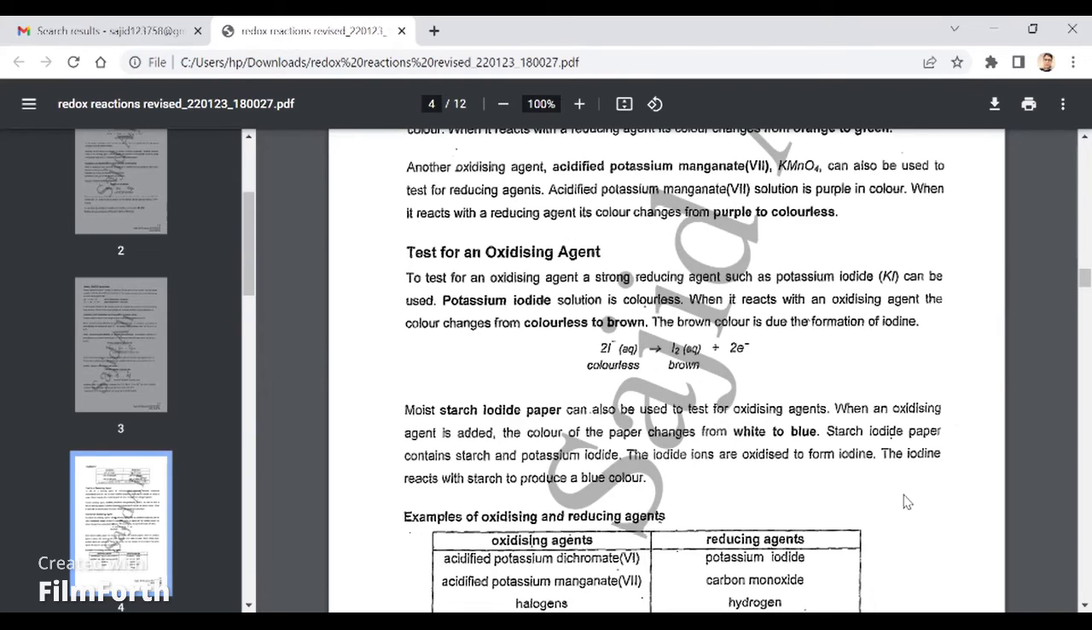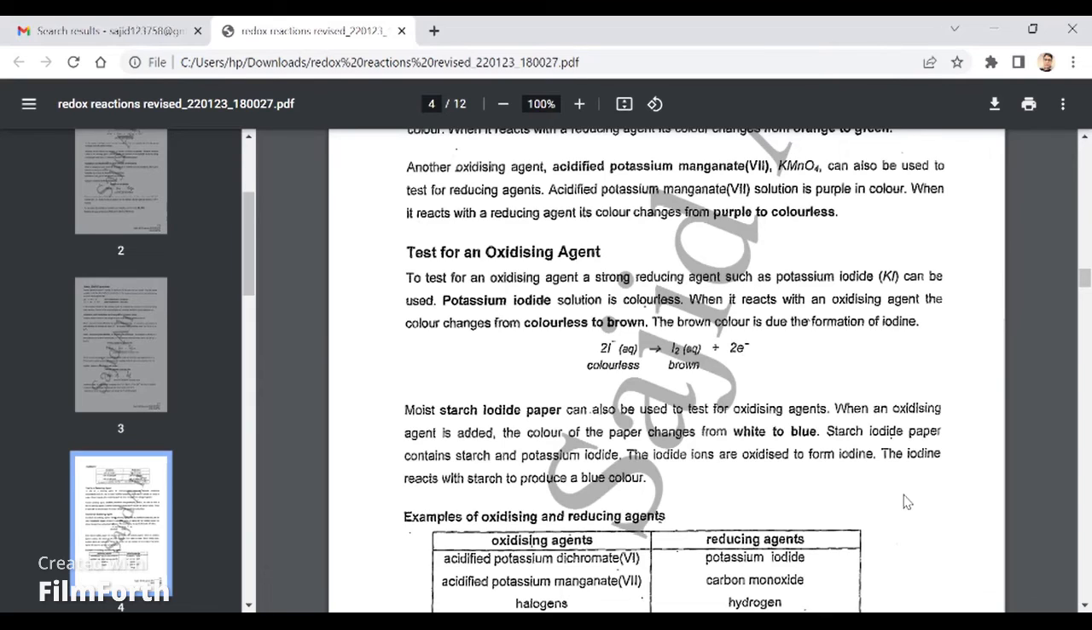In order to test any oxidizing agent, we use a reducing agent. So potassium iodide is a very common reducing agent that is used for the test of oxidizing agents. When it is reacted with any oxidizing agent, its color changes from colorless to brown. This is the ionic equation: iodide ions from the colorless solution change into iodine solution, brown.